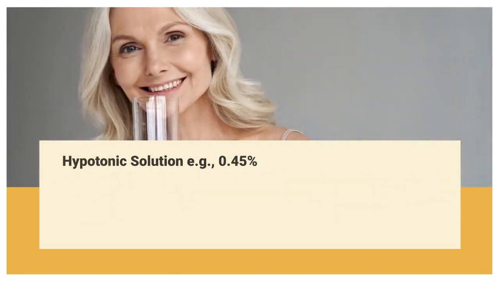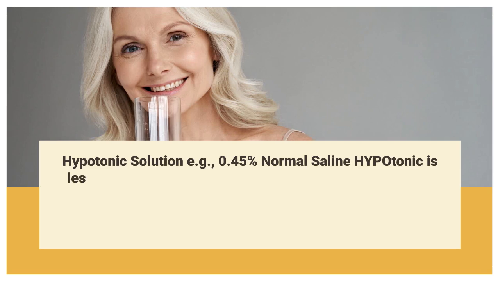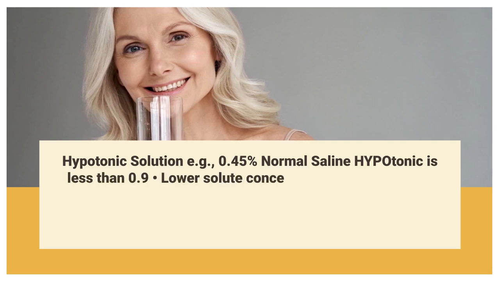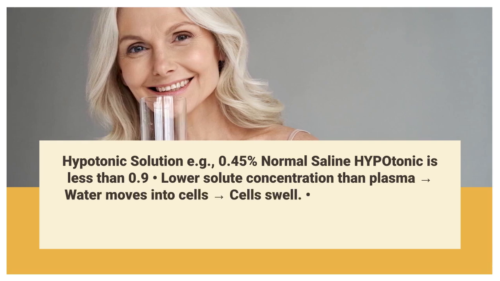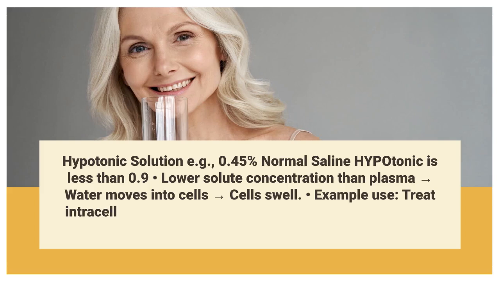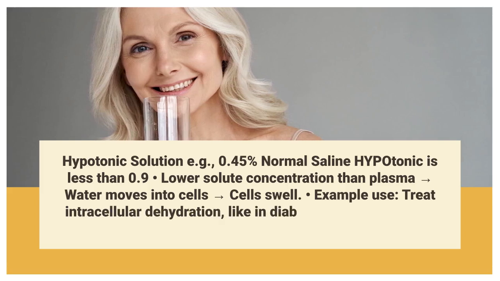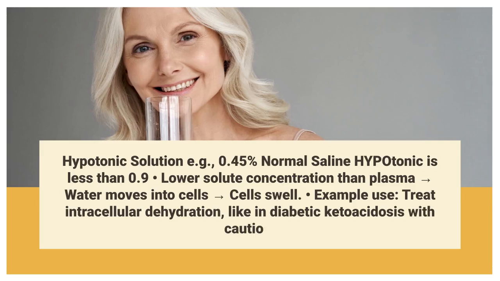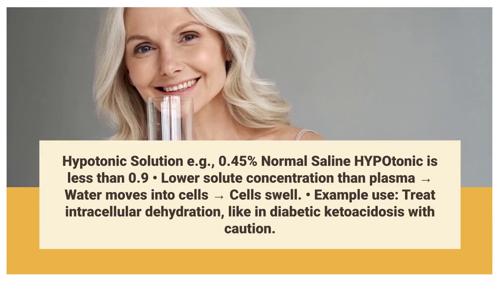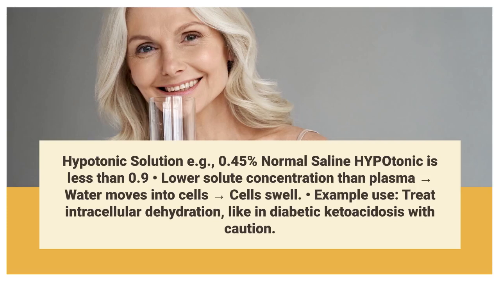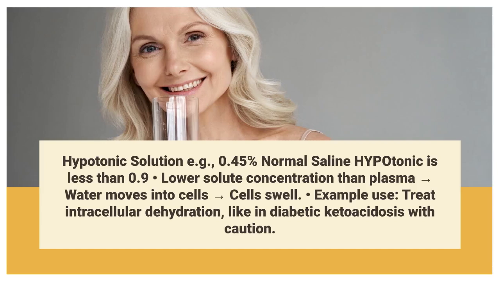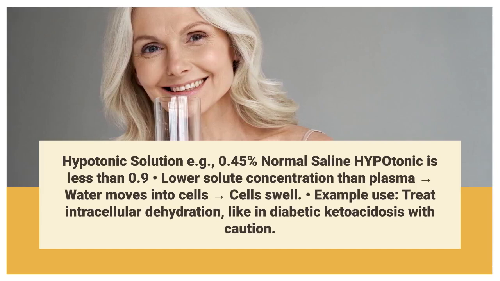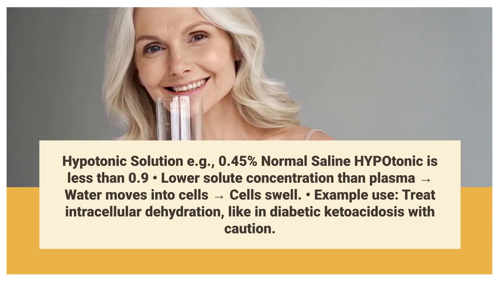Hypotonic solutions, such as 0.45 normal saline, which is hypotonic or less than 0.9. The solute concentration is lower than plasma. The water moves into cells and the cells swell. So an example is you treat intracellular dehydration like diabetic ketoacidosis with caution.